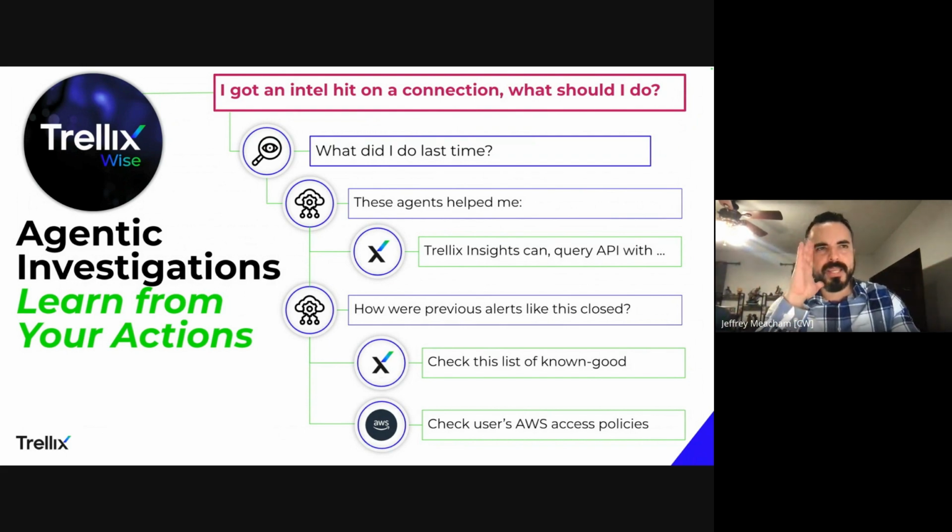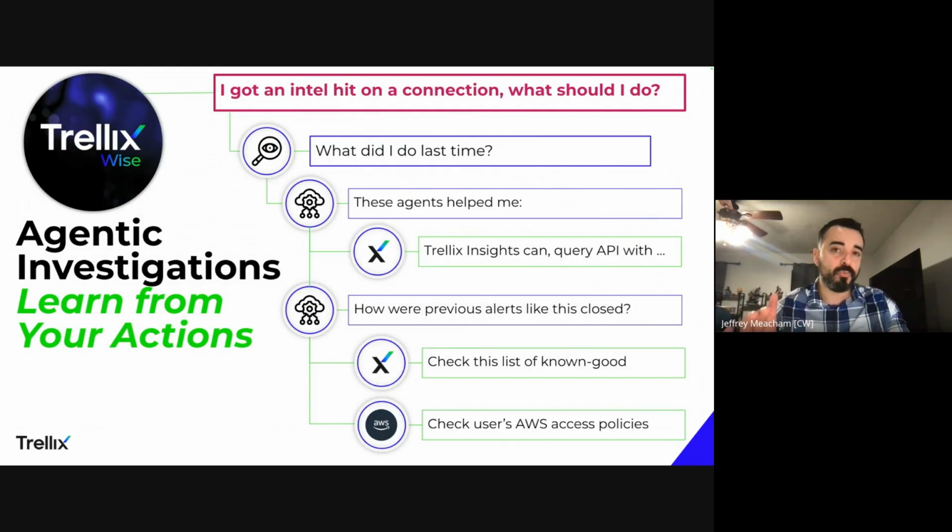But what really makes Trellix Wise powerful is that while it doesn't learn globally, it does learn locally. It learns from you, from your team, from your environment. Let's say you get hit with an Intel hit on a connection. That's not always enough to make a decision. So you may ask, when did I do this last time, or what happened? Most tools can't answer that, but Trellix Wise can.